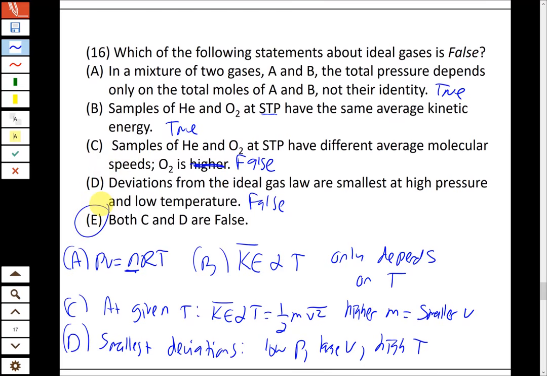All right, so those are a review of some of the key concepts involving ideal gases as well as deviations from the ideal gas law that occur under certain conditions. So anything you want to clarify on that?